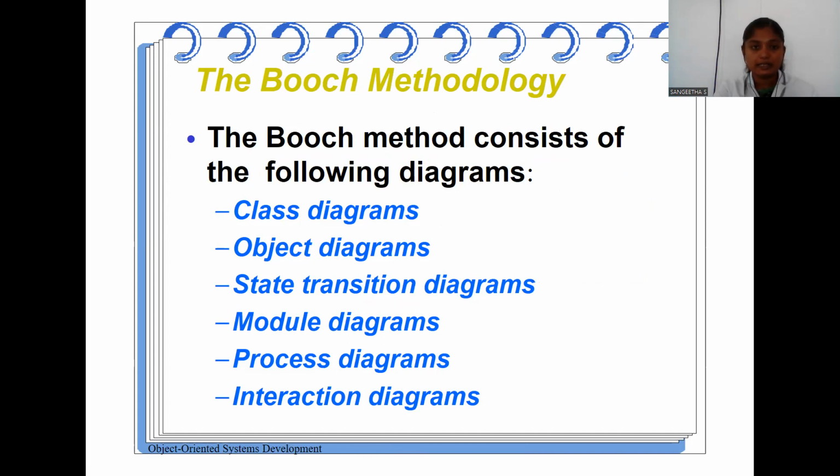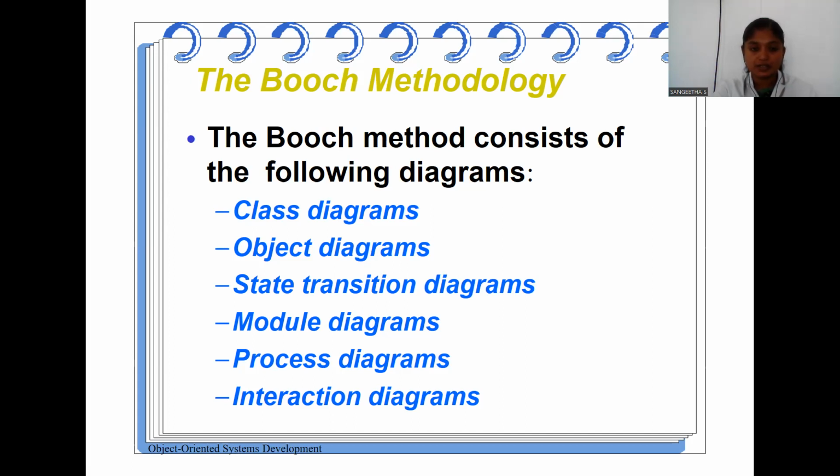So what are the diagrams covered here? Class diagram, object diagram, state transition diagram, module diagrams, process diagrams, interaction diagrams. All the diagrams are covered under this Booch methodology. What all these diagrams say, what we can get using these diagrams, we will see one by one. A class diagram consists of a set of classes and the associations between the classes. And in an object diagram, many objects are represented and the interaction is recorded.